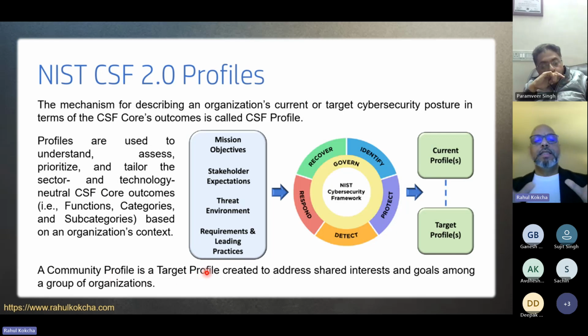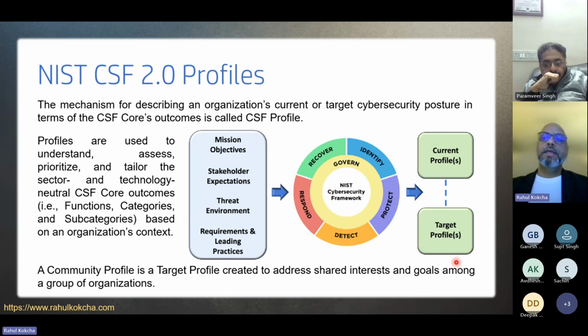Fine. So this is the profile which is given to you. You can use it as it is as your security target, or you can customize it as per the needs of the organization, and you can define what level of security your organization needs. So once you define what level of security your organization needs, that becomes your target profile.